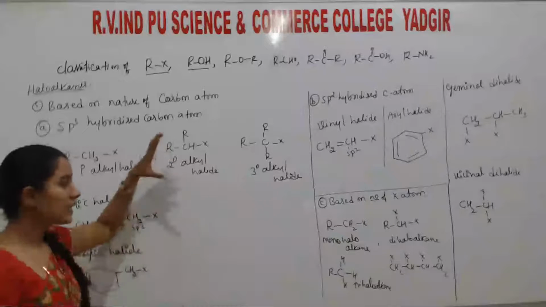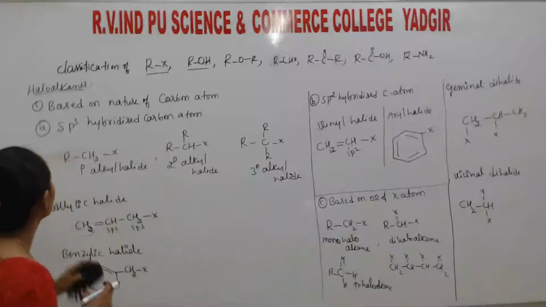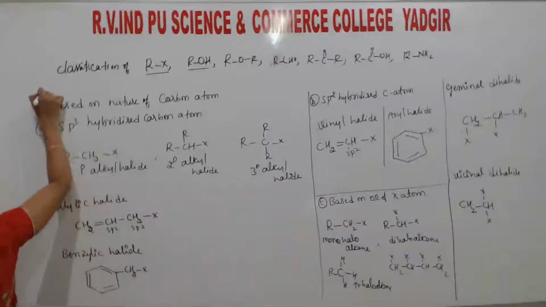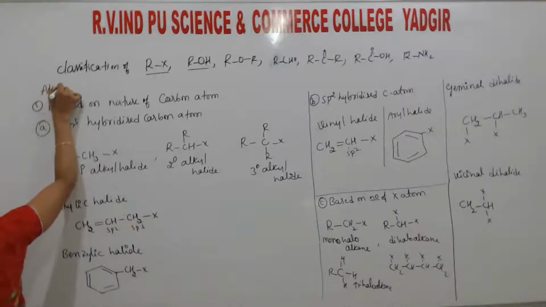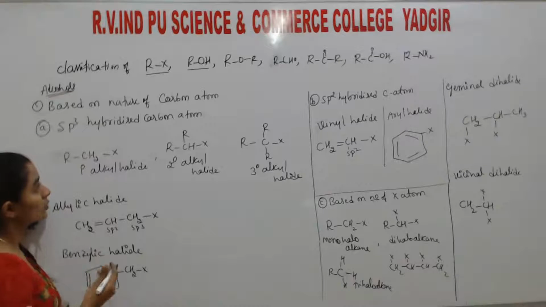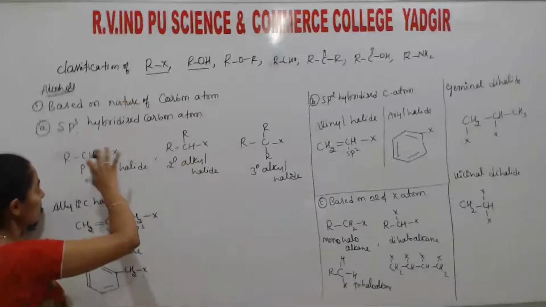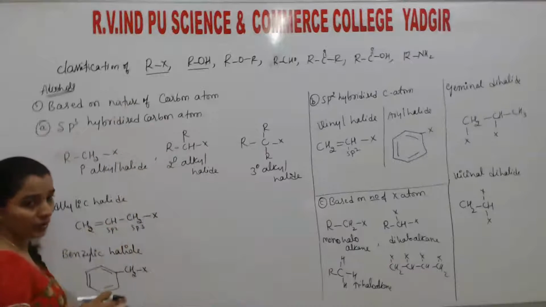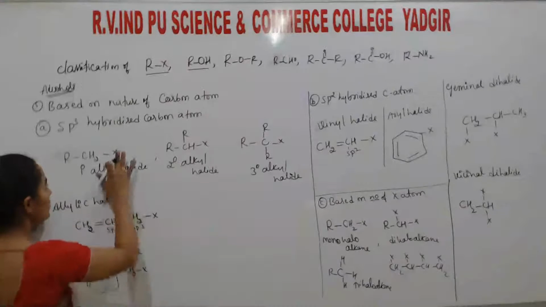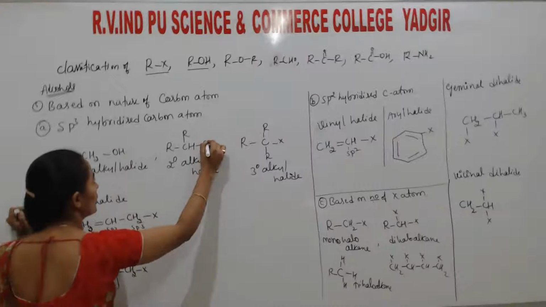So students, the same classification follows for alcohols also. If you just take alcohols here, what you have to replace? Everything is the same, based on the nature of carbon atom, sp3 hybridized, sp2 hybridized, the same classification is there. You need to replace this halogen atom by this OH group.